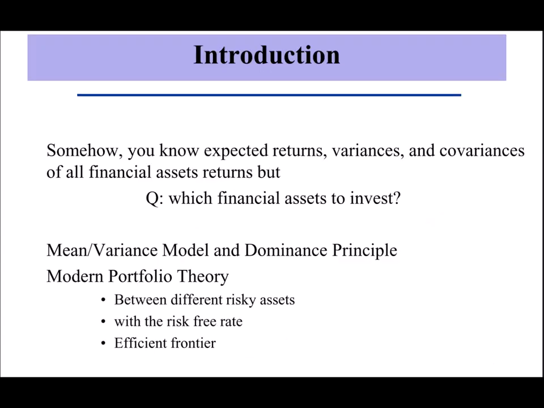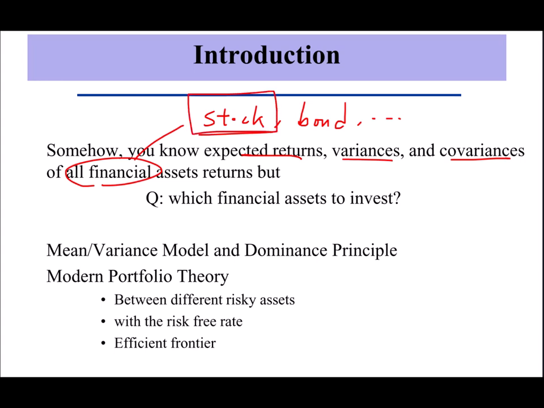Let's say somehow you know the expected return, expected variance, and expected covariance for all financial assets. Financial asset means it could be a stock, bond, anything traded in the financial market. But in this class, we're going to fix our attention on stocks. So here we're talking about stock investment. Let's say this information is given to you. Even in that case, it's not clear which financial asset you need to invest in.